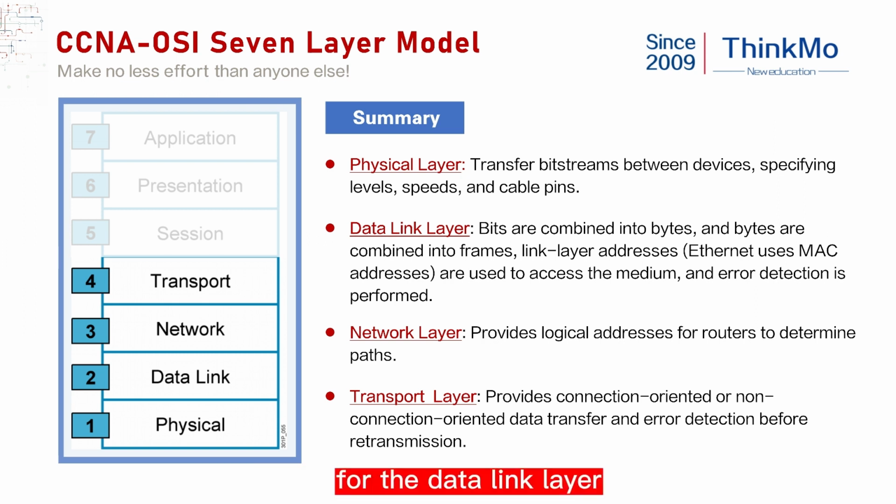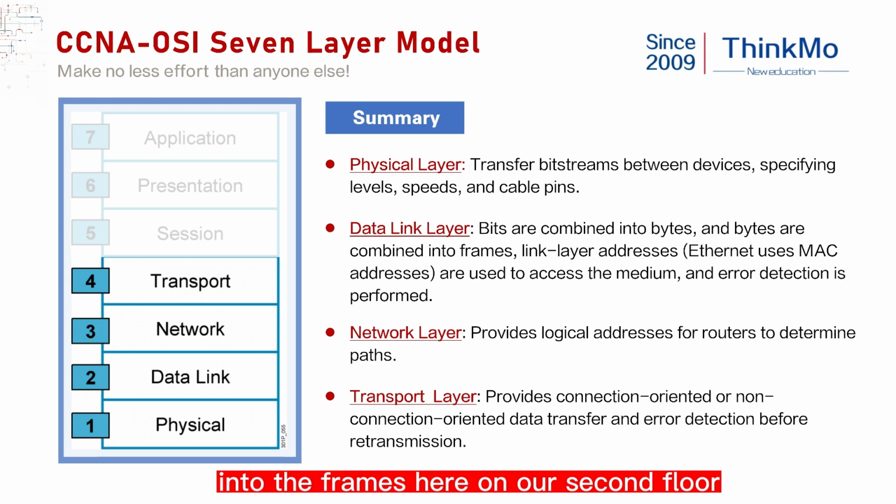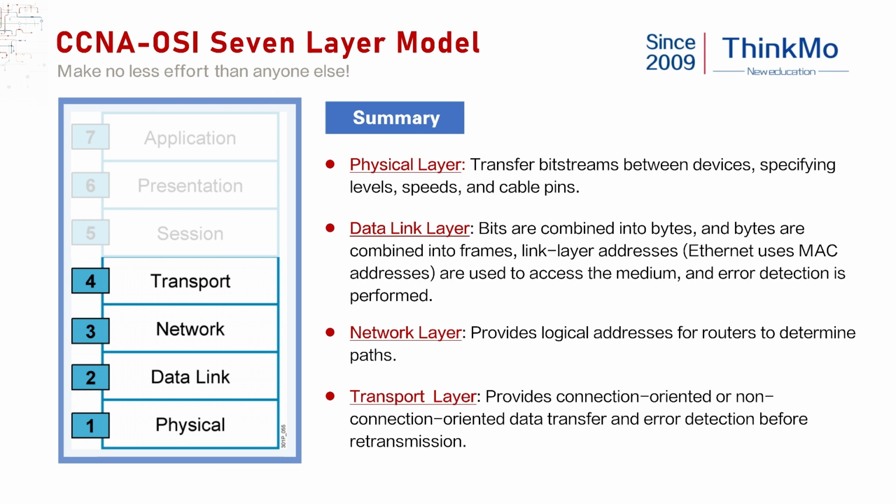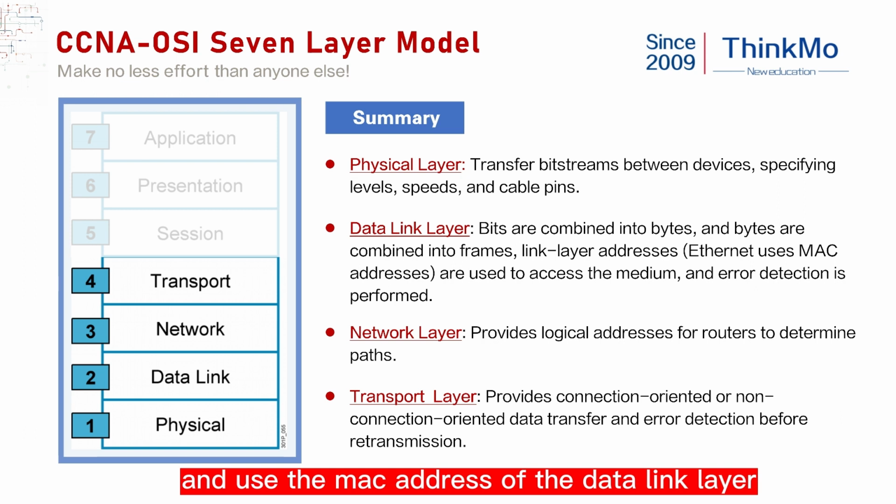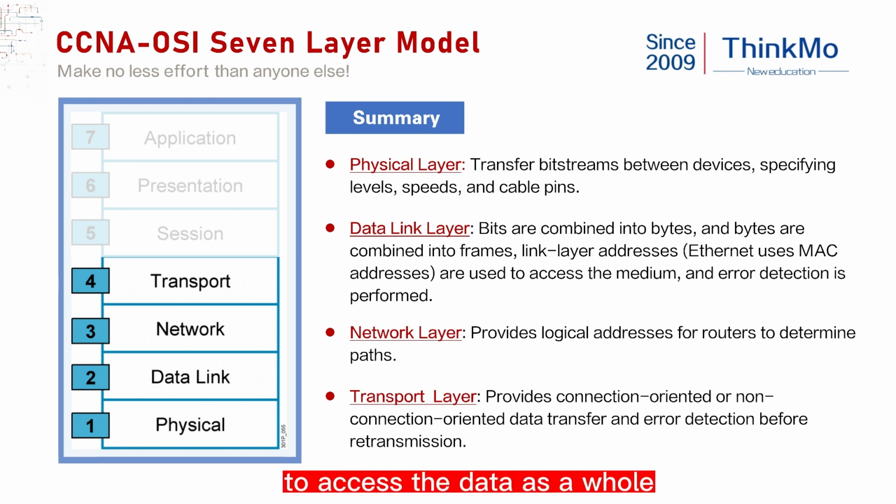Next is the data link layer, which also builds on the physical layer. We finally put the level signal through the network port, and the bits are converted to binary like 0101. Then our data link layer combines the binary code like 0101 into bytes. After that, we will combine them into frames, the data frames, here on our second floor. It uses the MAC address of the data link layer to access the data as a whole, and also provides an error detection function.